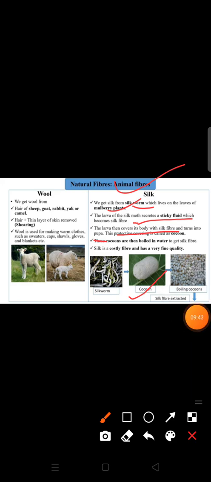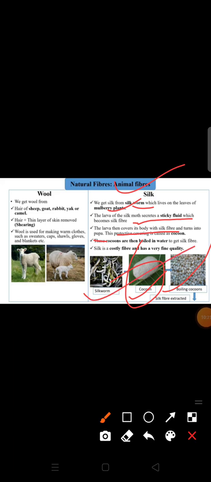So we get silk from the silkworm which lives on the mulberry plant, and the larva of the silk moth secretes a sticky fluid which becomes the silk fiber. The larva then covers its body with silk fiber and then turns into a pupa. And this protective covering is also known as cocoon. These cocoons are then boiled in water to get the silk fibers. So in this way we get the silk fiber from the silkworm.